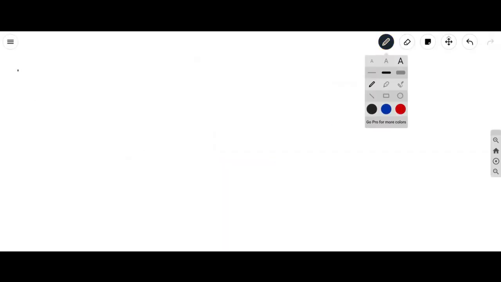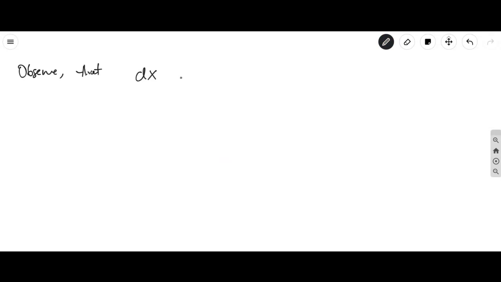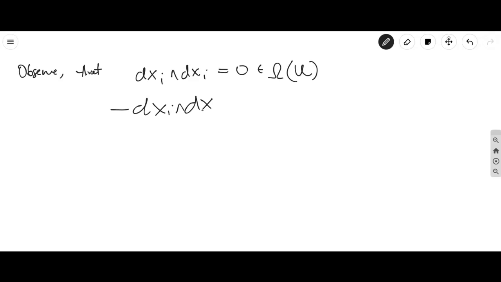So here's just a very simple observation. Observe that if you do dxi wedge dxi, if they appear twice, it has to be 0. This 0 is referring to the formal 0 object in the differential form algebra on an arbitrary open set U. The reason for this is because if you were to interchange these, it's supposed to be negative dxi wedge dxi. So it's supposed to be the same as its negative, and therefore that's why it ends up being 0.